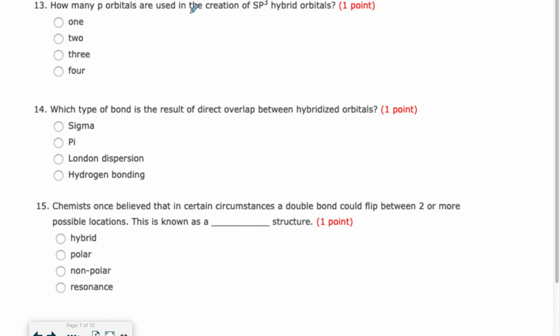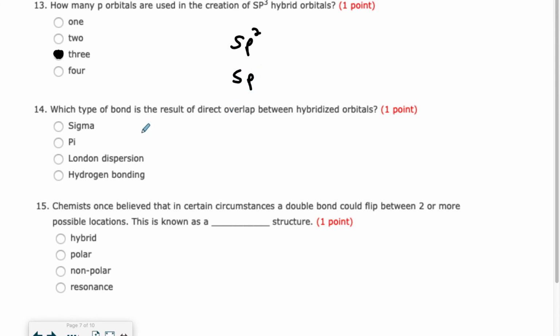How many p orbitals are used within the creation of an sp3 hybrid orbital? This is actually an incredibly simple question, so do not overthink it. You can see that there are three p orbitals here within this hybrid structure, so you must have had three p orbitals in order to make that happen. So that's as simple as this question is. If I asked you how many p orbitals were used in sp2, it would be 2. If I asked you how many were used in sp, it would be 1.